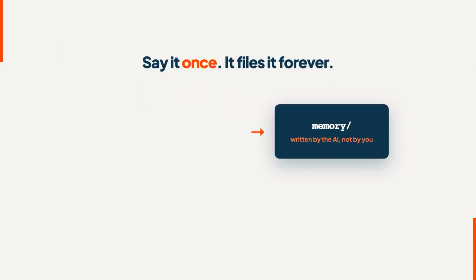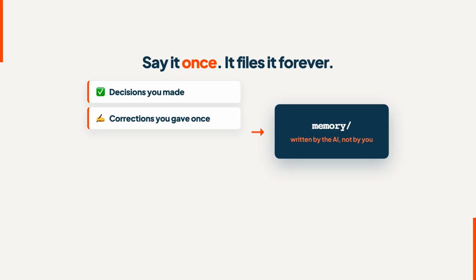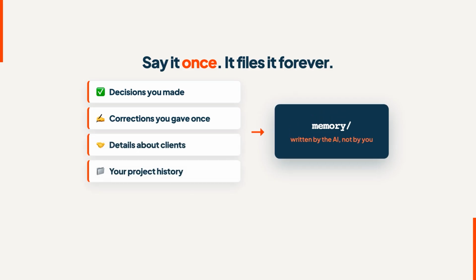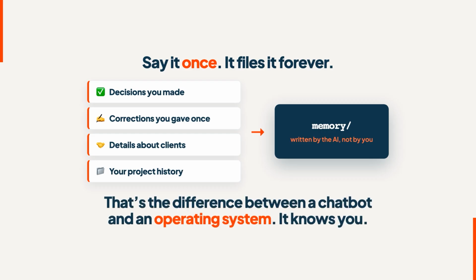And here's the piece that actually changes things. After those 2, it writes its own memory. Decisions you made, corrections you gave it once, details about clients, and your project history. You say something one time and it files it. That's the whole difference between a chatbot and an operating system. It knows you with these files we just created.